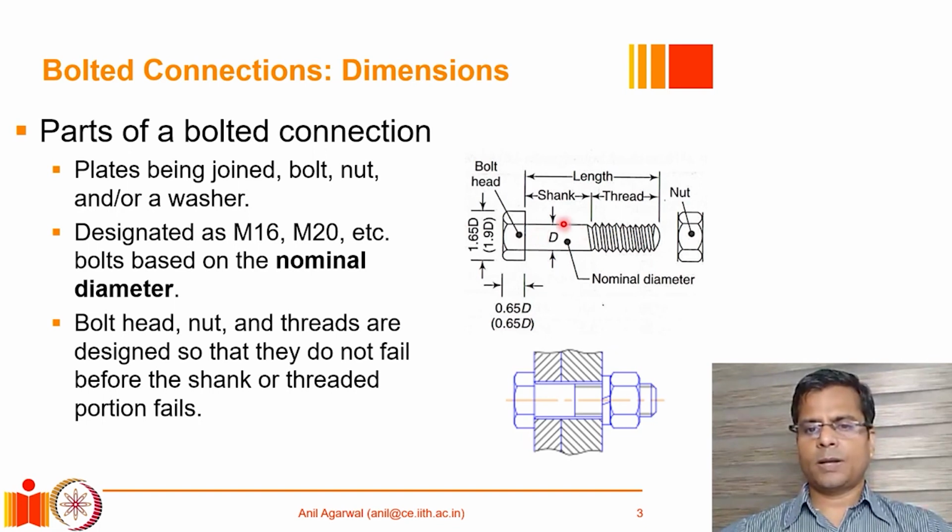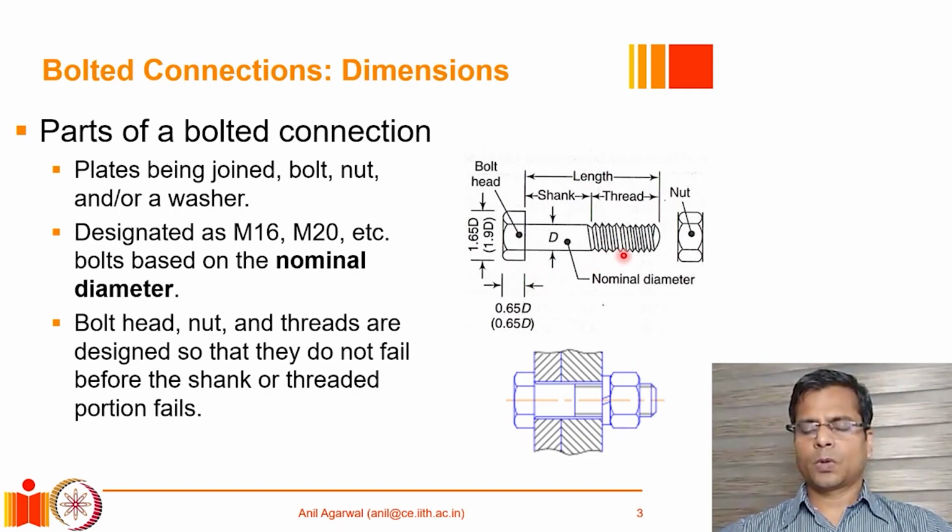The shank, and then the threaded portion of the bolt. In addition to that, there is a nut. The nut in geometry is very similar to the bolt head. The dimensions of all these individual parts are given in various international and Indian codes. We will discuss those.